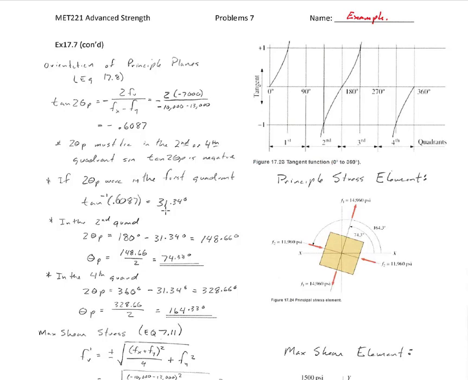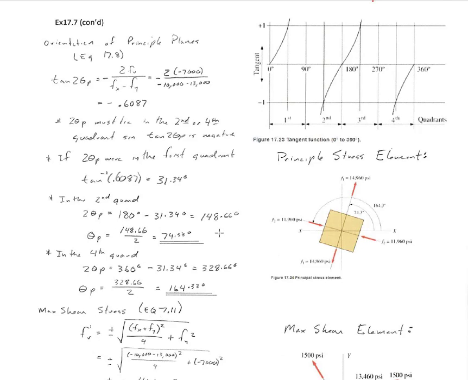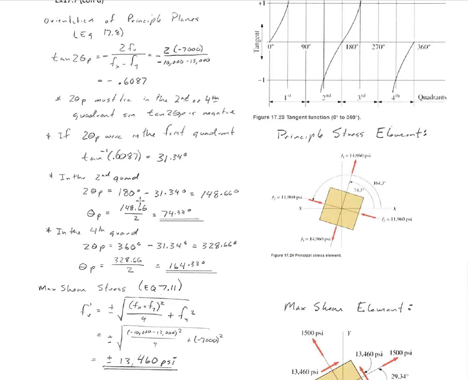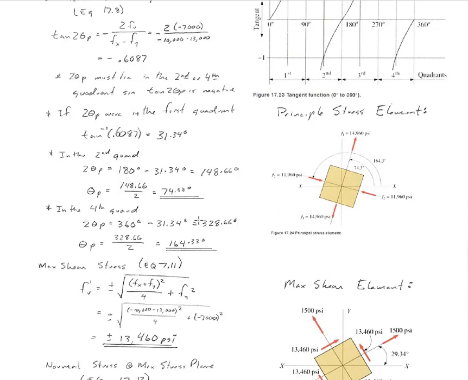So how are we going to do that? If 2 theta p were in the first quadrant, that would be at 31.34 degrees. In the second quadrant, it would actually have to be 180 minus that 31.34 degrees, which gives me 148.66. Then you divide that by 2 because all of these angles are in terms of 2 theta p. So that gives me 74.33. And then we have to look at it in the fourth quadrant as well.